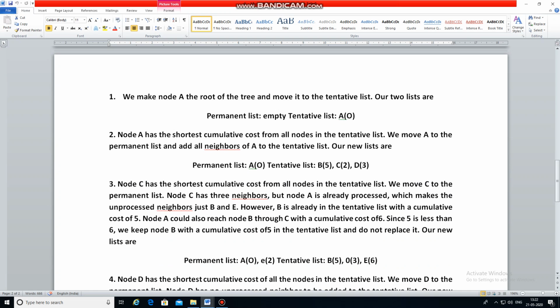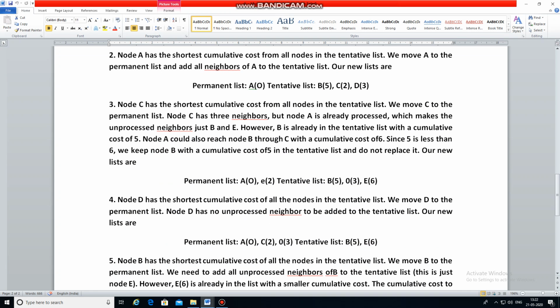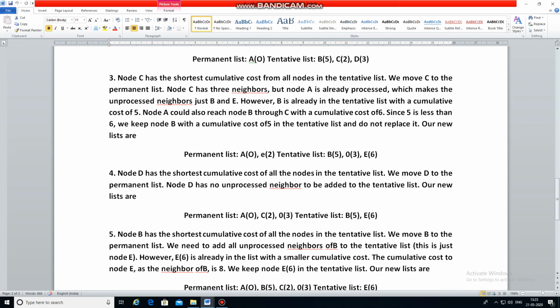We make a node A the root of the tree and move it to the tentative list, right? Then to A, B, C, D are connected and we take the weightages. Now we move C to the permanent list and still B and D are in the tentative list. Now we add E to the tentative list because E is directly connected to C. Now what we do? B, sorry, B, then D, then E are in the tentative list.